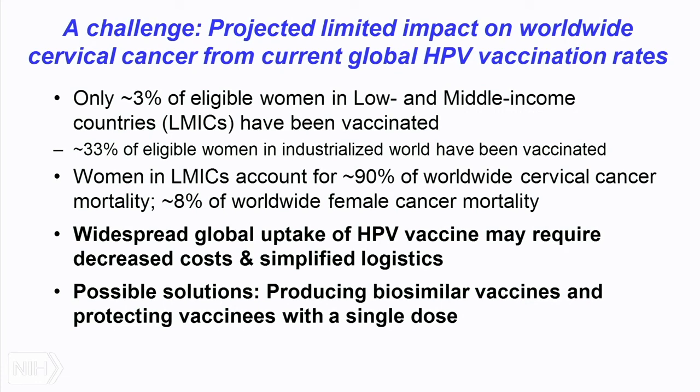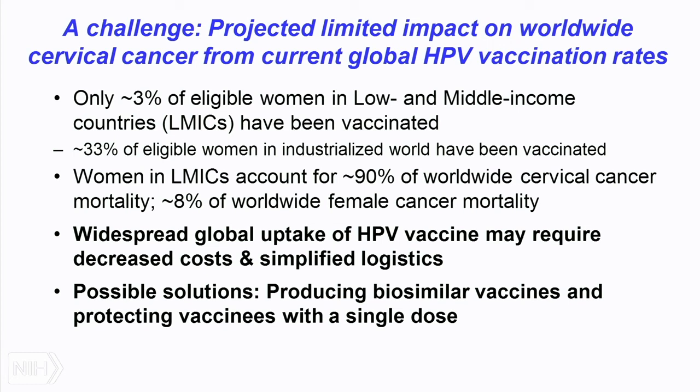There's a projected limited impact on worldwide cervical cancer from the current global HPV vaccination rates. Why do I say that? Because only about 3% of eligible women in low and middle income countries have been vaccinated, whereas about a third of eligible women in the industrialized world have been vaccinated. But as we saw before, the women in low and middle income countries account for about 90% of worldwide cancer and death from cervical cancer. And it represents about 8% of worldwide female cancer mortality.